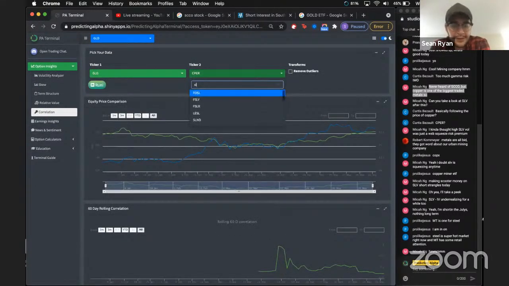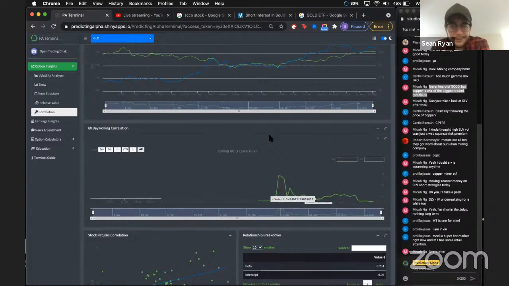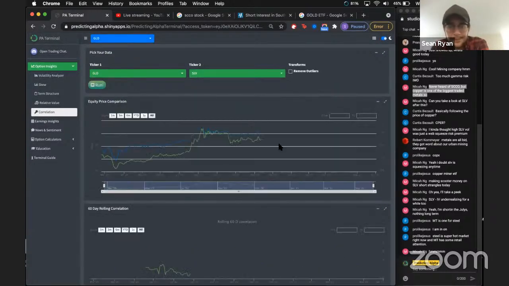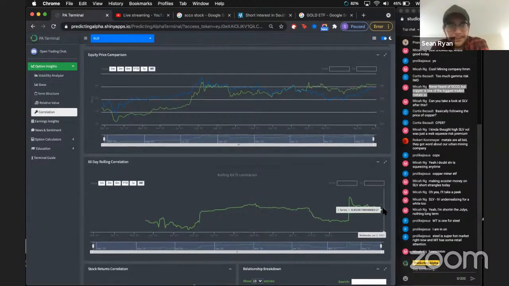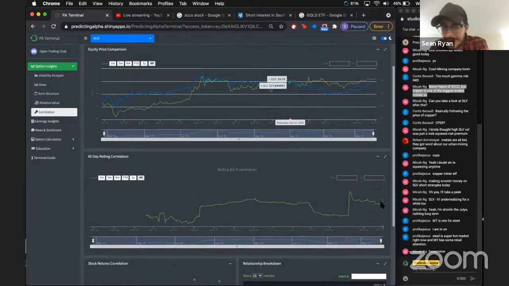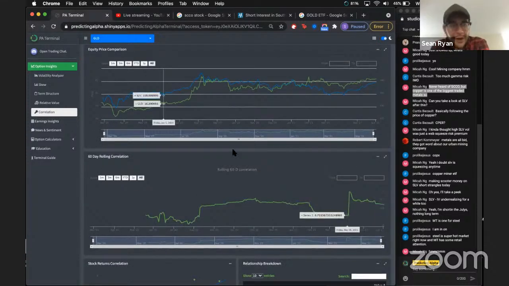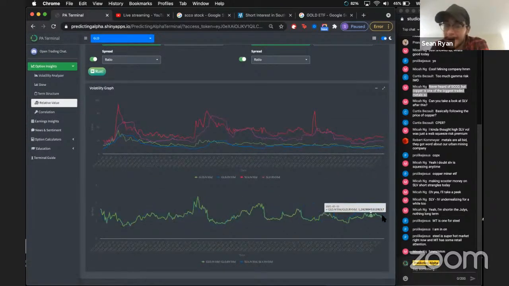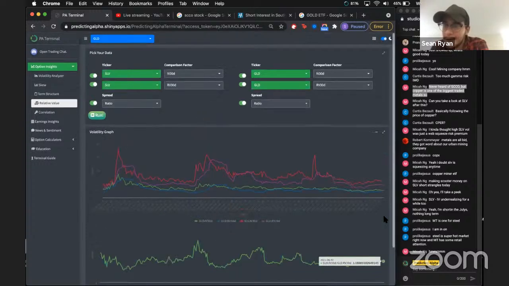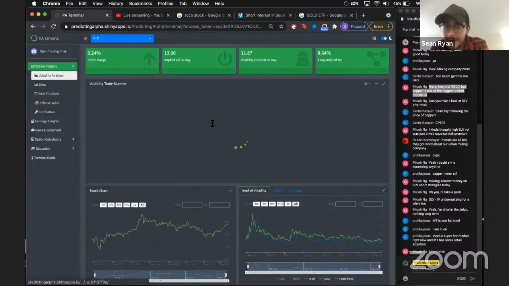GLD, SLV, let's see if there's any correlation. Okay, so it's a pretty high correlation, right? So these are definitely fair to compare to each other, right? 0.85. So this relative value analysis definitely holds some weight, my friend. I would just say this is a straight VRP play. Looks like we're getting overcompensated a bit here for the risk.